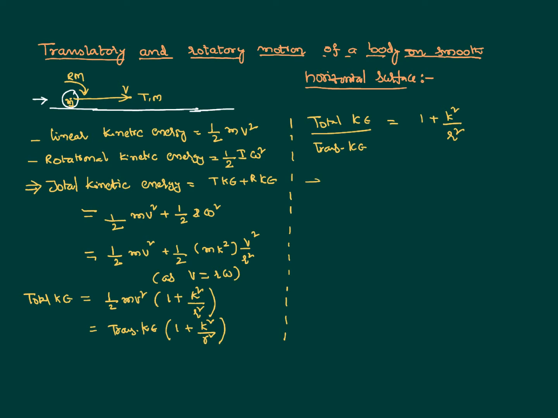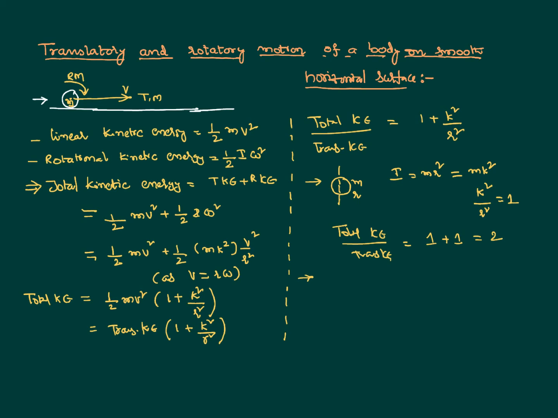For example, for a ring rotating about an axis passing through the center perpendicular to the plane, whose mass is m and radius r, we know the formula, moment of inertia equal to mr square. This can be written in terms of radius of gyration as mk square. In this case, k square by r square equal to 1. Therefore, I can write total kinetic energy by translational kinetic energy is equal to 1 plus k square by r square is 1. That is nothing but equal to 2. That means total kinetic energy is 2 times the translational kinetic energy. Our translational kinetic energy is half of the total kinetic energy. In the other way, in this case, the body is having equal amount of both translational and rotational kinetic energies.